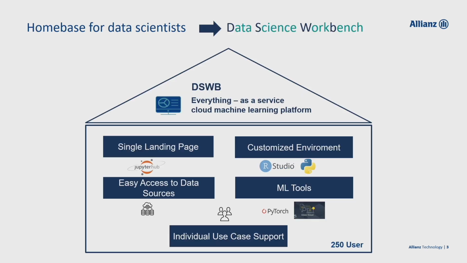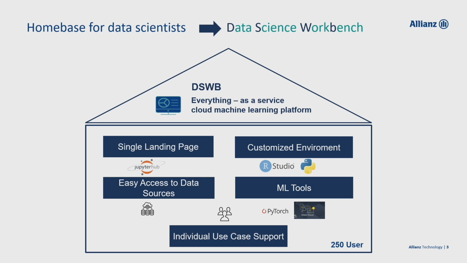So you have one single landing page on the data science workbench. It is the JupyterHub. And then you can customize your own environment. So whether you prefer to work with R or maybe Python, you can just work with RStudio or JupyterLab. And then also, as Allianz has a lot of data, security issues are really important to us. We value them a lot. So we integrated some data sources into our data science workbench, but most importantly, not only with easy access, but also with secure access to keep all our data safe.